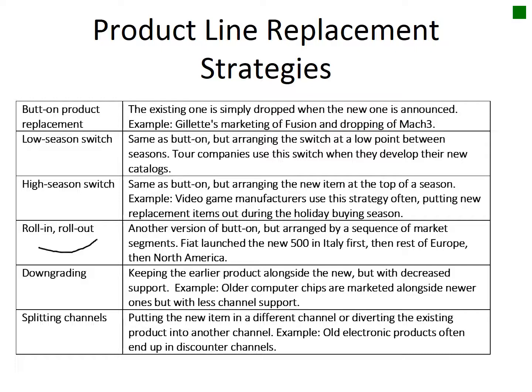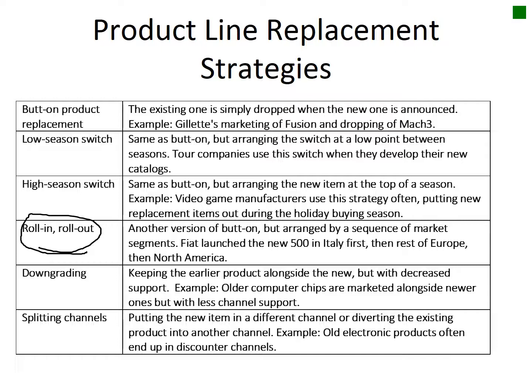We have the roll in, or the slow roll in or slow roll out, where what we do is we find small niches of the market and we bring the product out to them first. And so we're slowly rolling the product out. We're not really being very aggressive, and our speed to market is relatively slow in a rollout type of situation. We have downgrading, and then we have splitting channels.